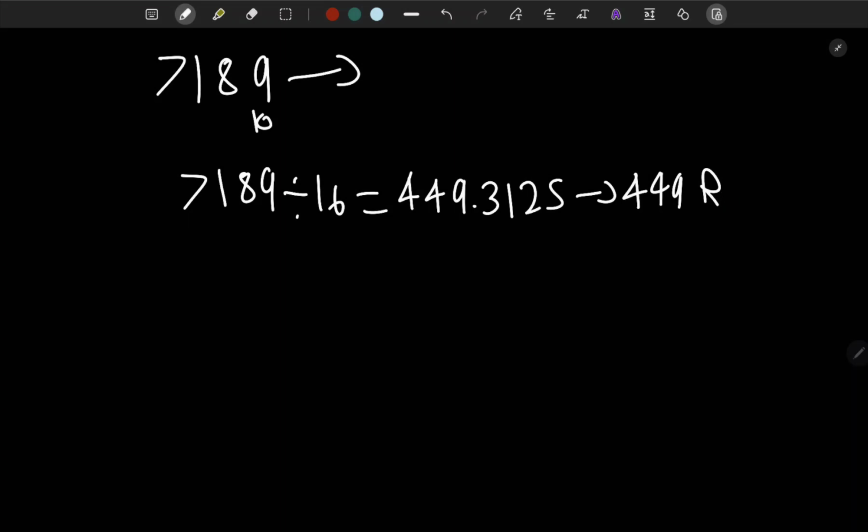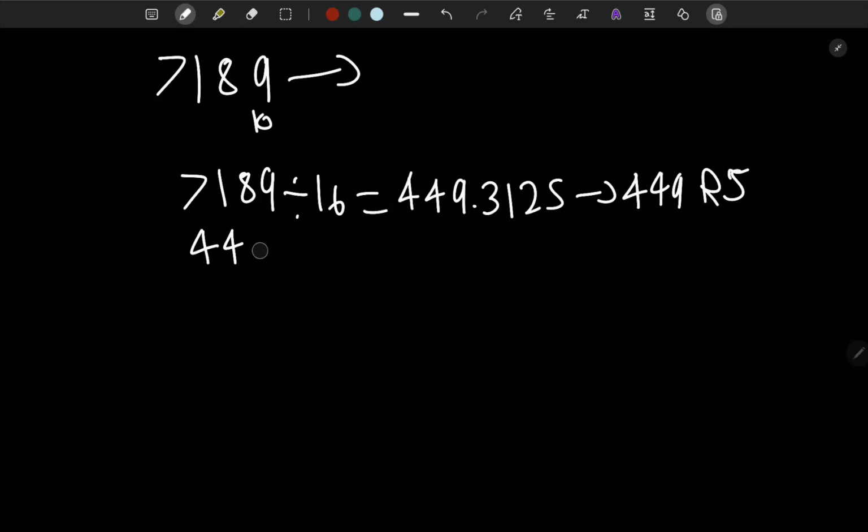Let me check. 5. Another quick way to find the remainder is to change the answer into a mixed fraction. So right now I just did that and it gave me 449 and 5 over 16. So we know that the remainder is 5. So that's another way of not multiplying. I mean, it's the same thing. You can just do it quickly.